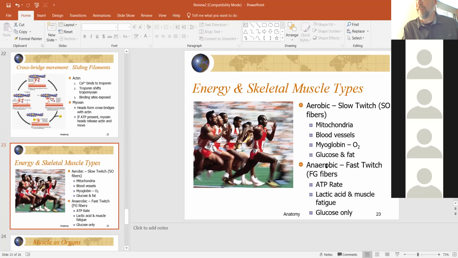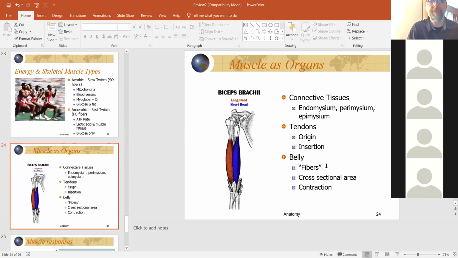Anaerobic muscles are faster. They're the fast glycolytic fibers. They have very fast myosin, and they produce ATP really fast, but they also produce a kind of toxic waste product, lactic acid, and that leads to muscle fatigue. These cells don't need oxygen. They can use only glucose, so they store glucose. They don't have myoglobin, and they don't have a particularly good blood supply. They will appear whitish, so they're white fibers.